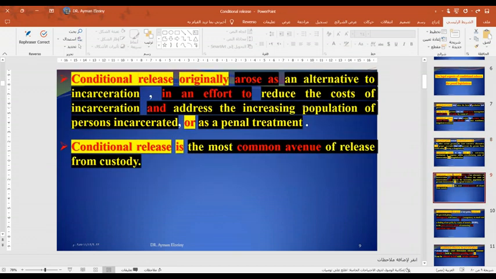So, conditional release originally arose as an alternative to incarceration, also an alternative to a prison sentence, in an effort to reduce the costs of incarceration and address the increasing population of prisons, or as a penal treatment. So conditional release can be applied either as a penal treatment or as an alternative to a prison sentence. It is the most common avenue of release from prisons.